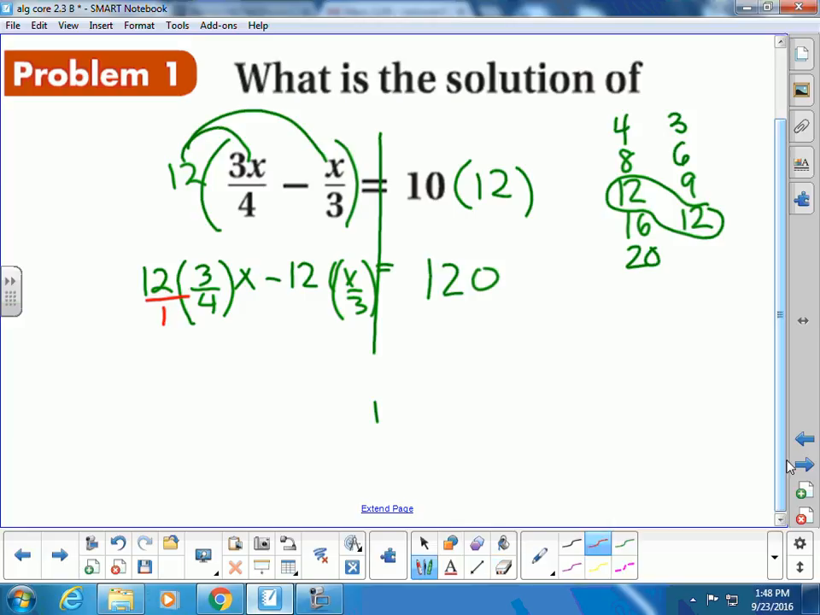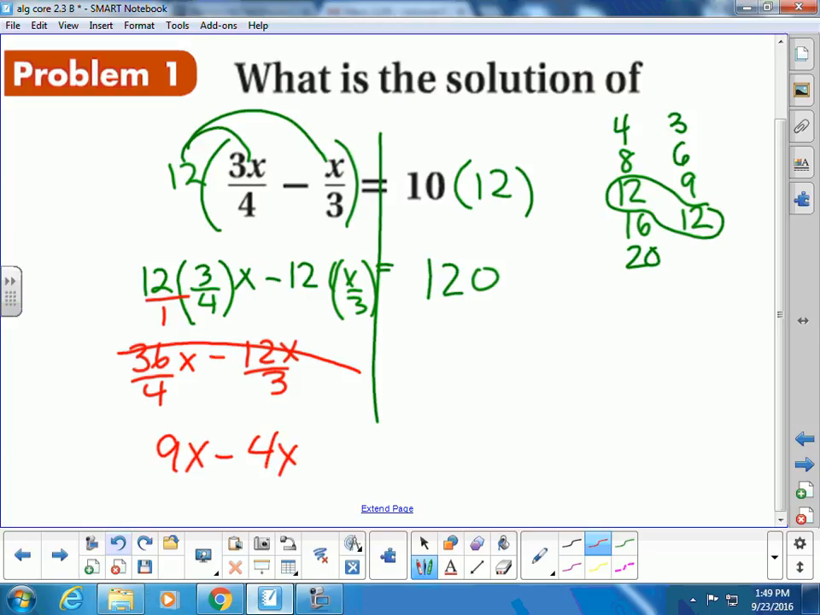If I multiply by 12, this 4 and the 12 are going to cancel out and give me a whole number. So actually, let's go back to where we were because that shows it. So this is going to cancel out. I'm not going to have 36 over 4. I'm going to have something goes into 36 evenly, with 9. 9 times 4. So I have 9x now. This isn't 12 over 3. It is 4x. And I have still equals 120.